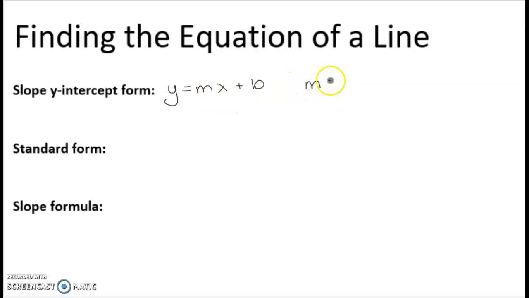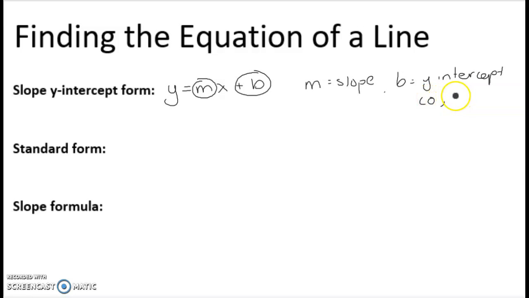And m is your slope, okay? So there's your slope. And then your b is your y-intercept. Okay, x is always 0 and y is your letter.